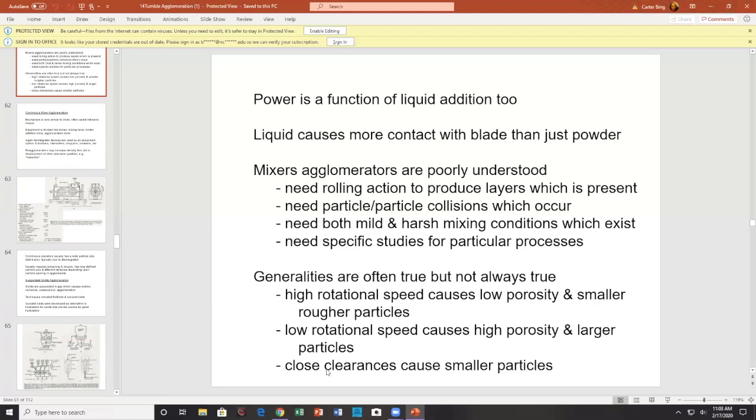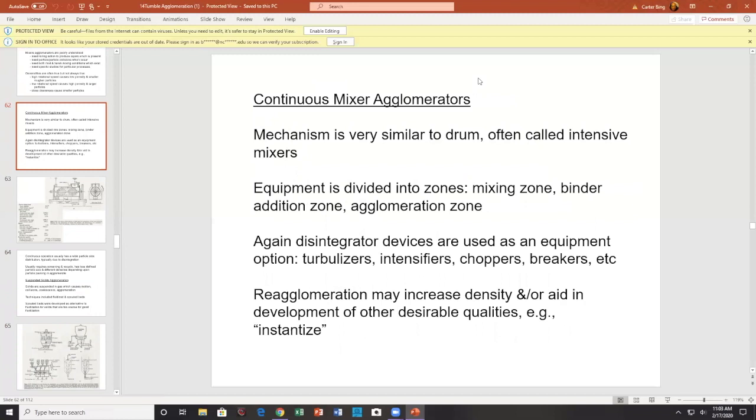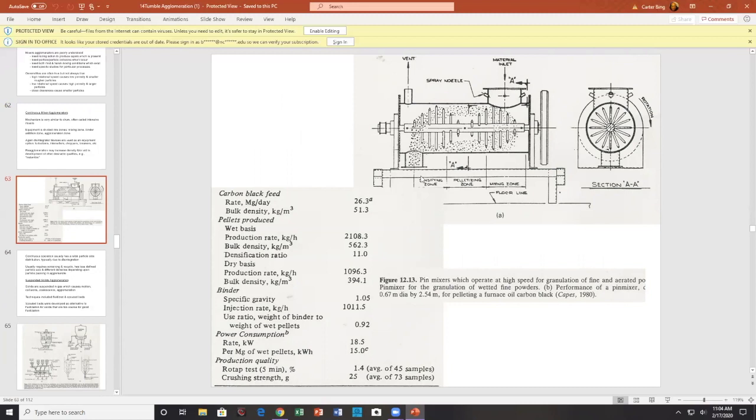Anyway, let's go on to continuous mixers. Mechanisms similar to a drum, often called intensive mixers. Equipment is divided into zones: the mixing zone, the binder addition zone, and the agglomeration zone. Again, disintegrators are used as a machine option, right? Turbulizers, intensifiers, choppers, breakers. Re-agglomeration may increase density and/or aid in the development of desirable qualities. Here's the turbulator. Turbulator is often the pin mill. Turbulator is an interesting name, isn't it? A pin mill is more accurate, right?